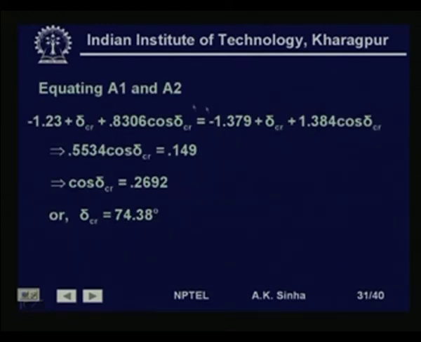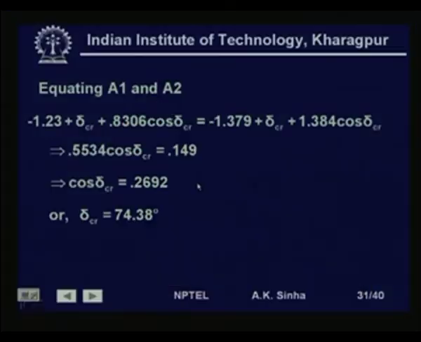So, equating these two, A 1 and A 2, we get this relationship, where delta critical will cancel out, from which we get 0.5534 cos delta critical is equal to 0.149. From this we get cos delta critical equal to 0.2692, and from which we get delta critical is equal to 74.38 degrees. So, this way we can calculate the critical clearing angle. This is how we use the equal area criterion for transient stability analysis of the system.